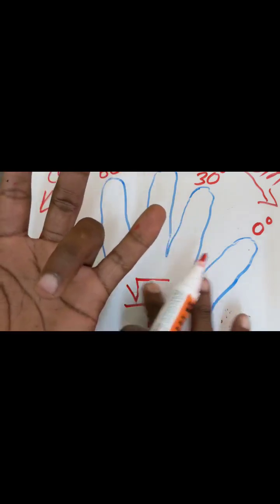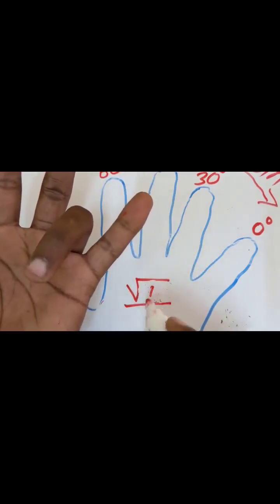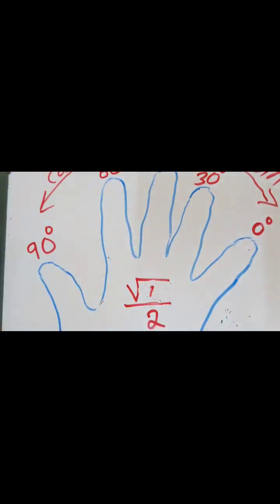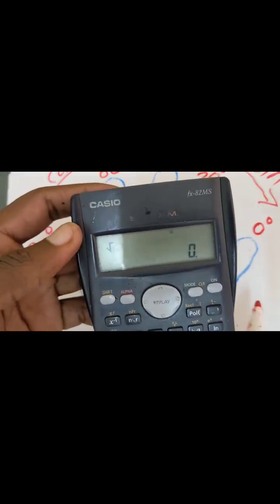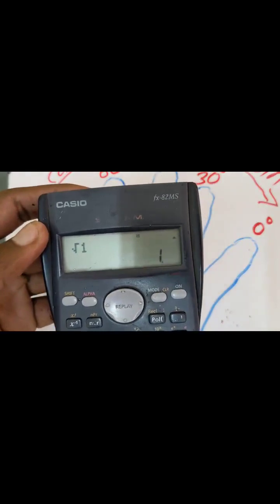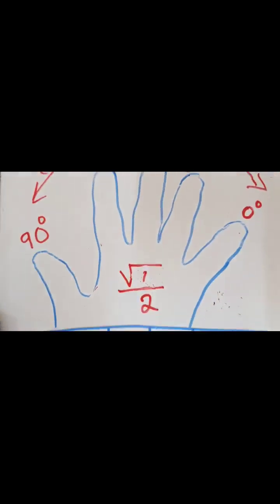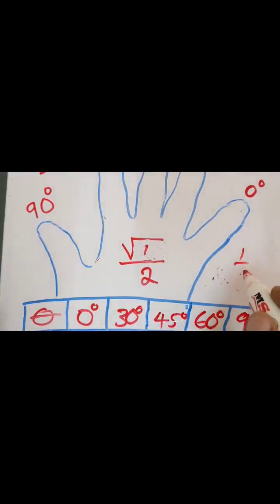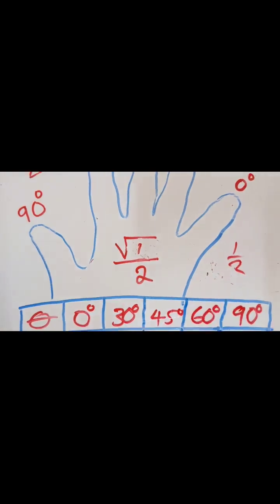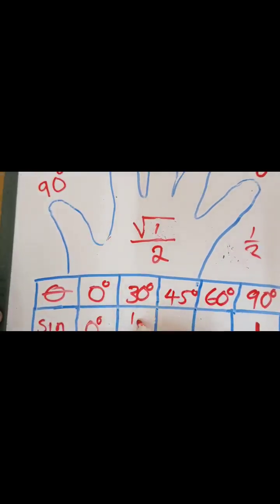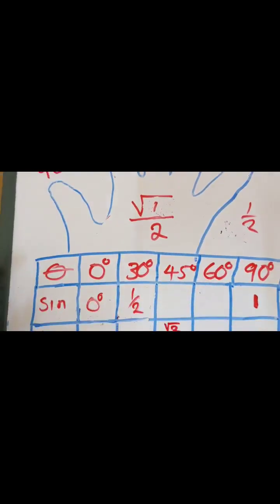What is the square root of 1? The square root of 1 is just 1. You can confirm with me on a calculator. So the square root of 1 is 1, meaning that it's going to be what? 1 over 2, like that. So you put 1 over 2, as simple as that, or you can put 0.5.